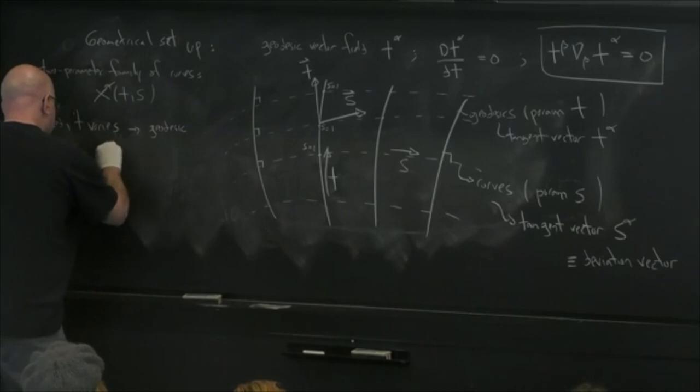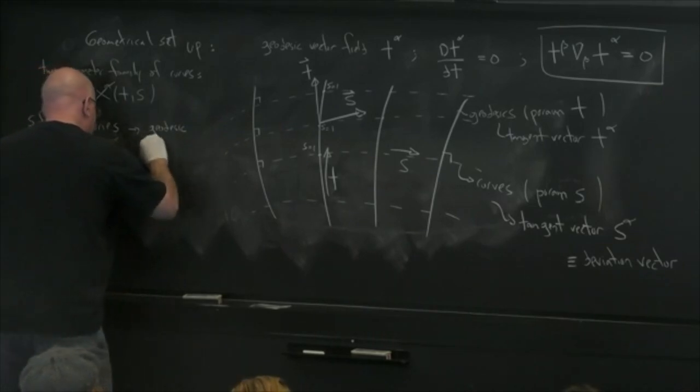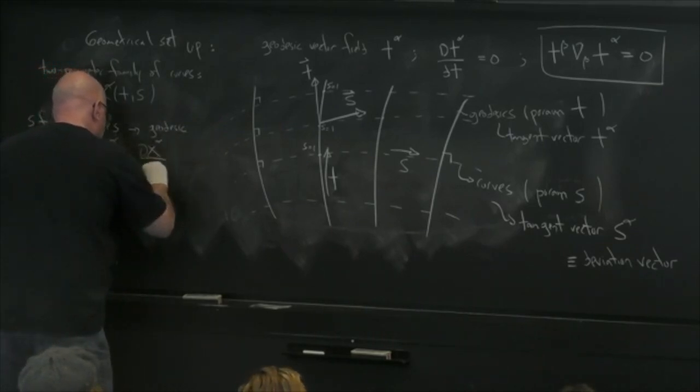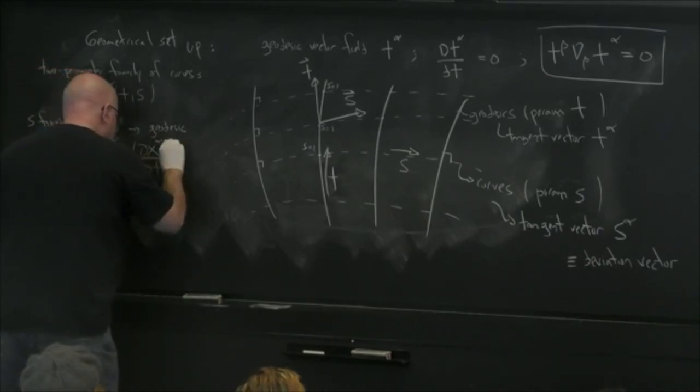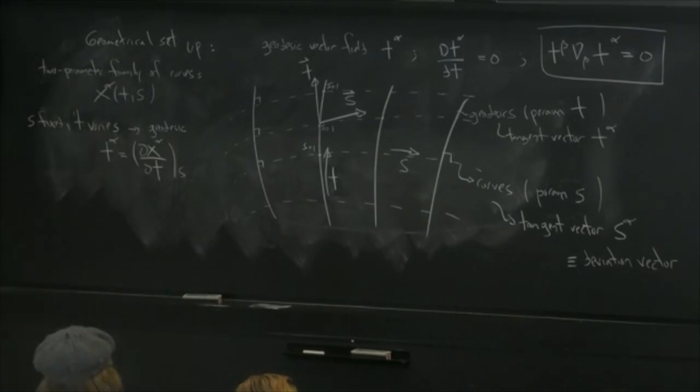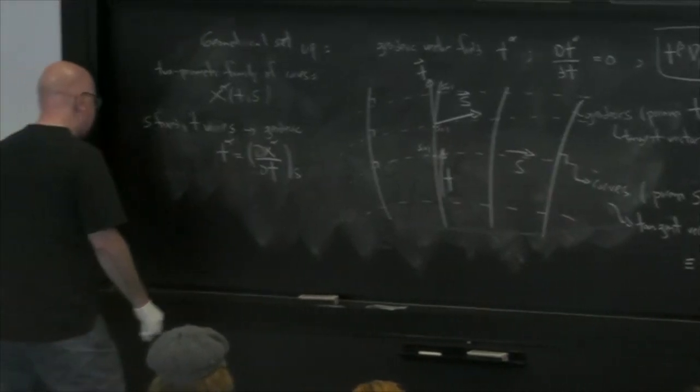And the tangent vector that's associated with that is going to be the partial derivative of these coordinate functions with respect to t, keeping s fixed. And you know where I'm going with this. I'm going to define the deviation vector to be the other partial derivative, and then we're going to have the Lie derivative property between those two vectors, exactly as I did before.